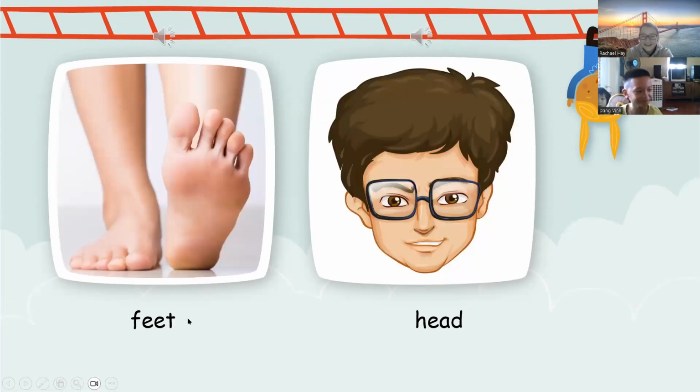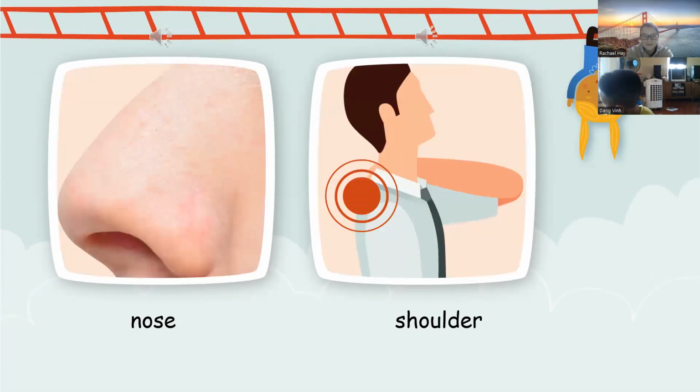Good. Okay. And what do you walk with? It's a fish. Not a fish. Yes, it's feet. Okay, and what is this? It's head. Good. Okay, what is this? The nose. And this here? It's a shoulder.